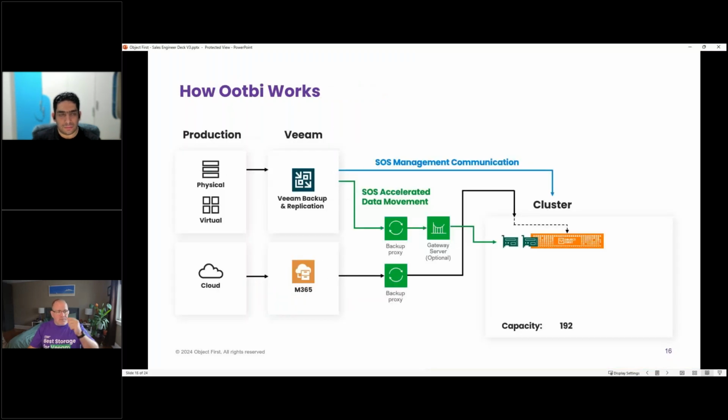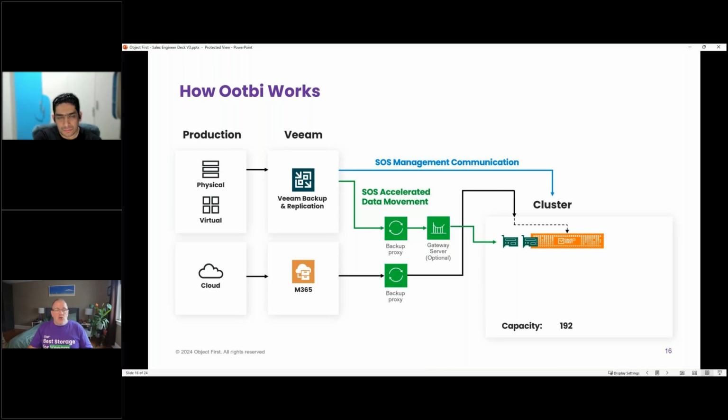Okay, so how does OOTBI work? You've got your production here. You've got physical, virtual workloads, cloud, and then your Veeam or M365. SOS management takes place in this case, so it talks to Veeam, Veeam knows, and then accelerated through SOS, it goes to the backup proxy or a gateway, as you know, or might not know.